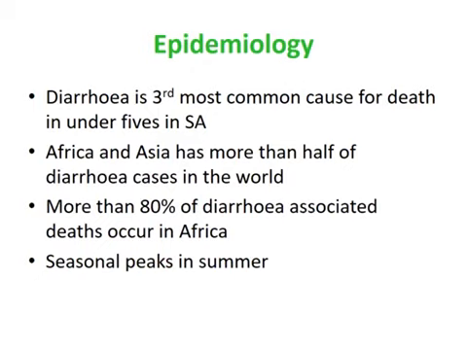Diarrhea is very common, and unfortunately it is the third most common cause of death in children under 5 in South Africa. Asia and Africa have more than half of the diarrhea cases in the world, and Africa has most of the diarrhea-associated deaths. We tend to have our seasonal peaks in summer. However, if it's caused by rotavirus, these tend to occur in the cooler months.